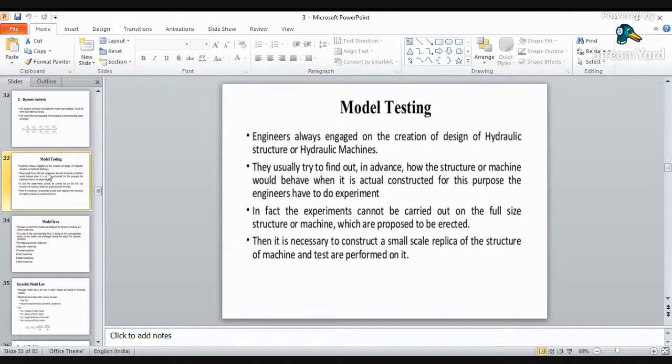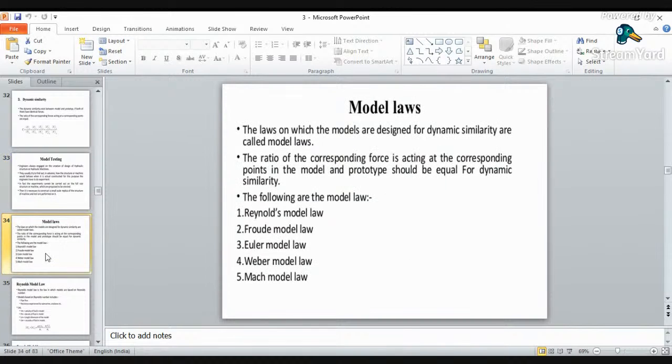When you cannot perform an experiment on the full-size structure which is proposed to be erected, then it is necessary to construct these small types of replica. To test this replica, we have different types of laws, and those laws are termed model laws. Now, each law is associated with a dimensionless quantity. Earlier we have seen that there are five types of dimensionless quantity: Reynolds number, Froude number, Euler's number, Weber's number, and Mach number. On the basis of those five dimensionless quantities, there are five model laws, termed Reynolds model law, Froude model law, Euler's model law, Weber's model law, and Mach's model law.